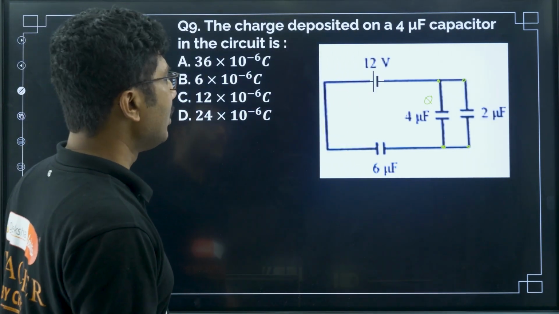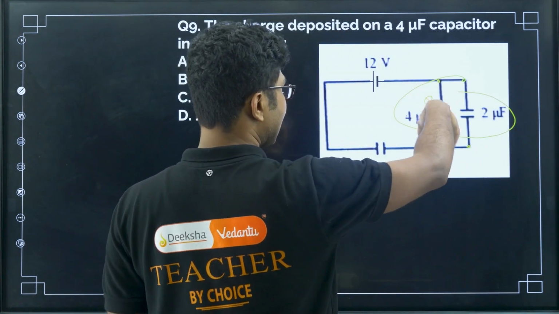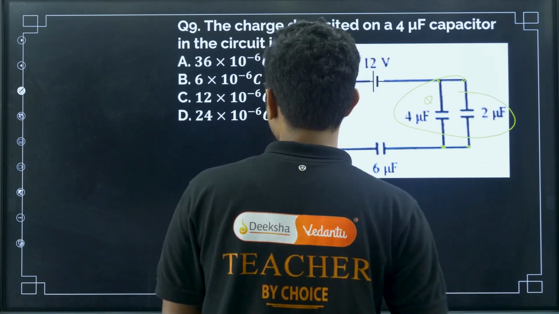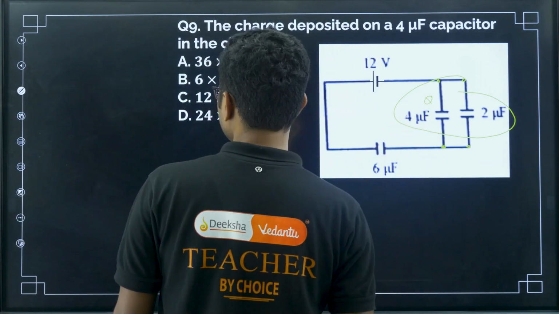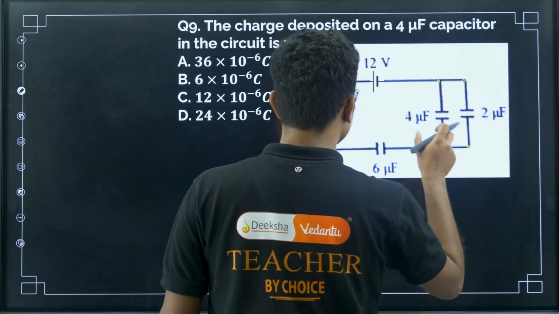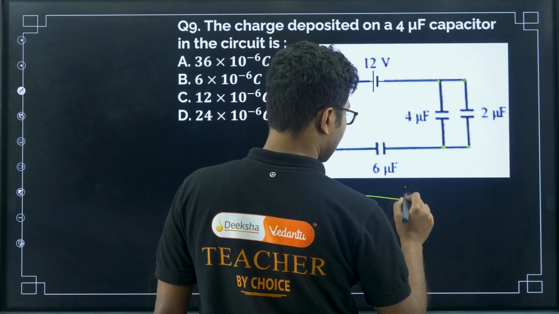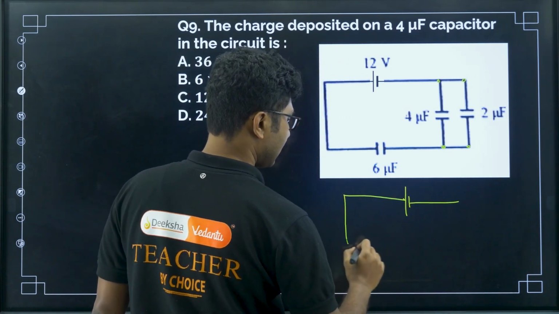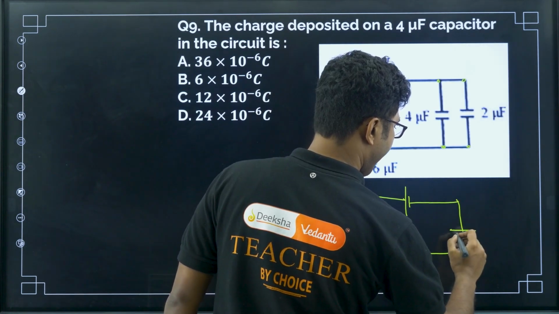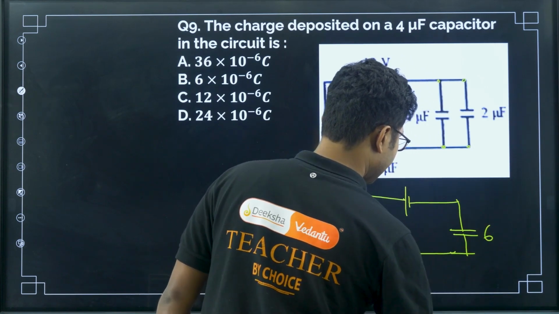So first, we will find the equivalent capacitance of these two capacitors. They are connected in parallel, right? Parallel combination means their capacitances will be simply added. So the equivalent capacitance for this combination will be 4 plus 2, that is 6, right? So we can simply draw this circuit as: this will be only 6, this is 6, this is 6, right?